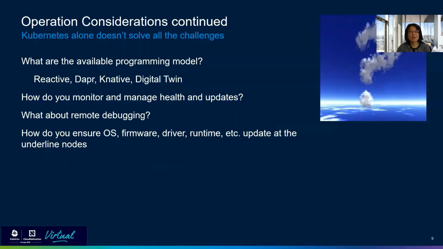Digital twin is a modeling language. It allows developers to digitalize the connected things. So all those can be leveraged, but you need to think about which one to use.